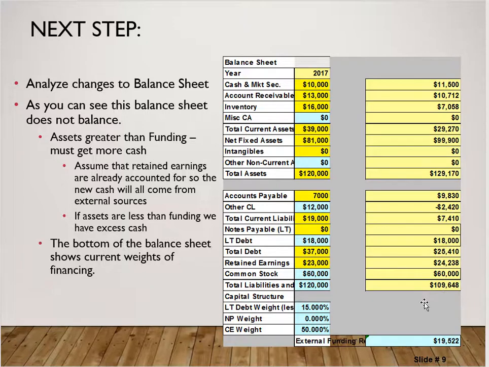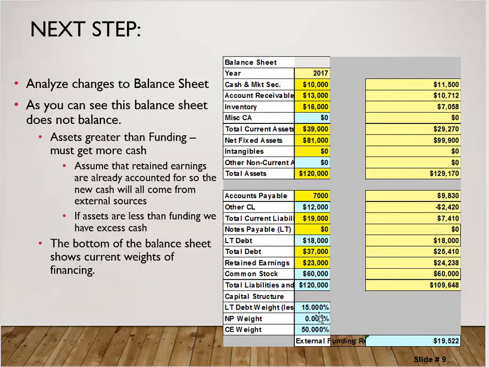What this tells us, though, is we need $129,000 to do the business that we expect to do next year. We need enough assets, this is our asset base, to perform those operations. But we don't have enough money to do that. So that means we need to go out and get $19,522 in order to do the business next year.